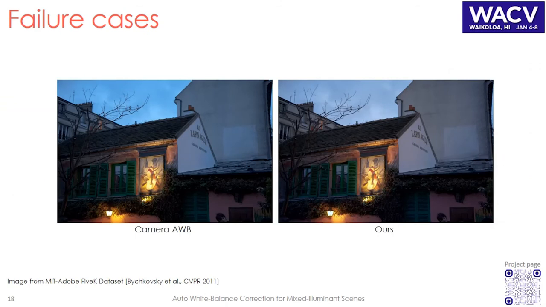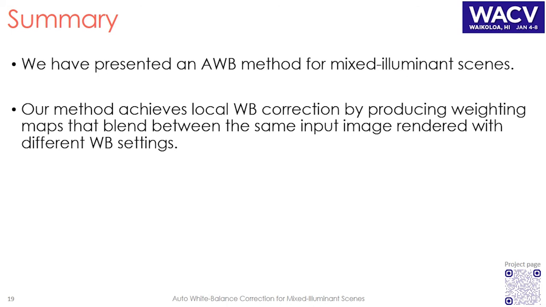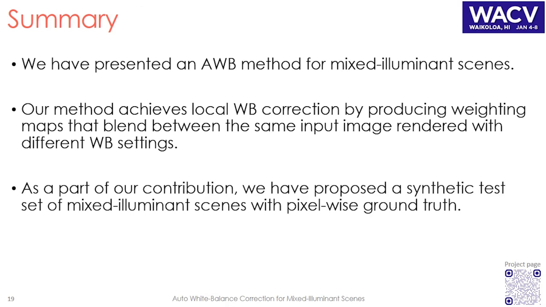Our method fails in some cases due to inaccurate estimation of the weight maps. However, as our method works by blending images based on predefined white balance settings, our failure cases often produce results similar to traditional single illuminant methods. In summary, we have presented an auto white balance method targeting mixed illuminant scenes. Our method works by locally blending between a fixed set of predefined white balanced images. As part of our contribution, we have generated a synthetic test set of mixed illuminant scenes with pixel-wise ground truth. Thank you for watching.